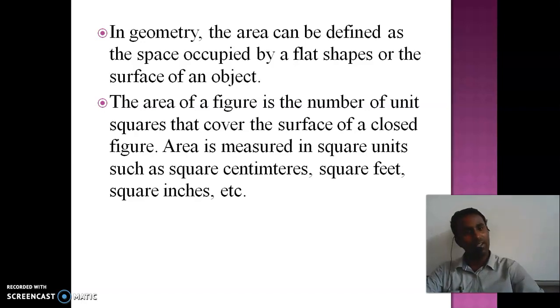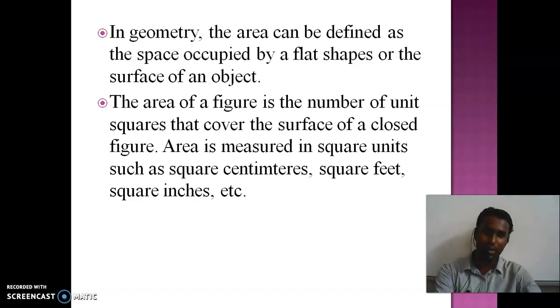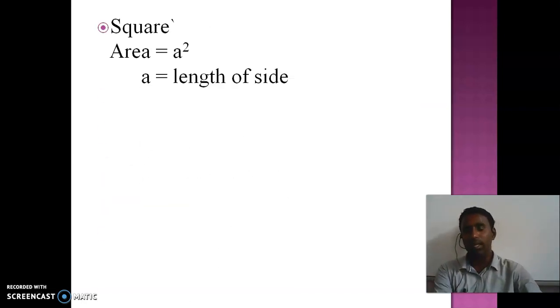Exactly 25 will come. You just count it. So that is the number of small squares, which can be called the area. If you take any figure or shape, how many 1 centimeter squares are there? That is considered to be your area. So what is the formula for area?